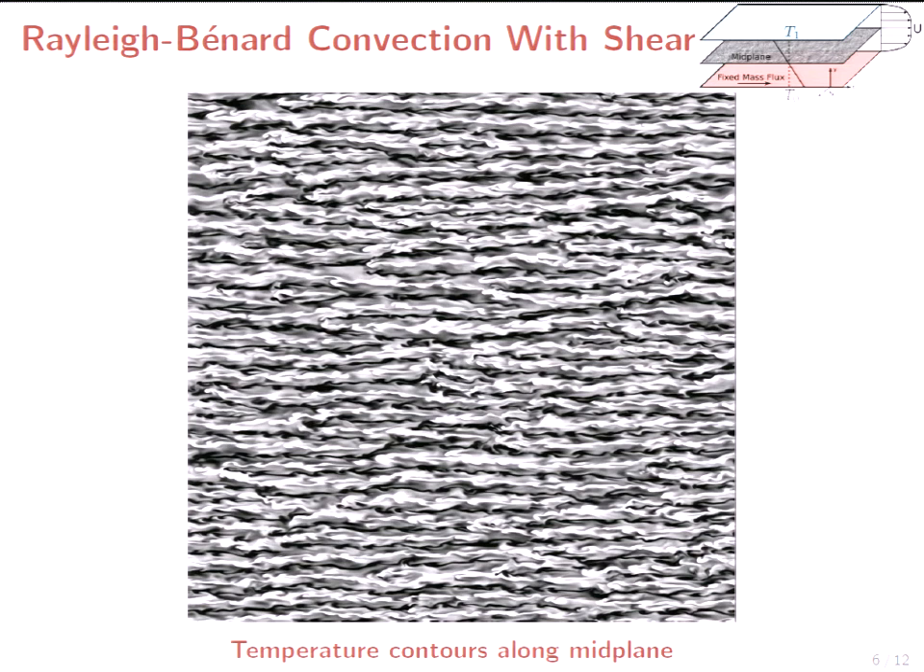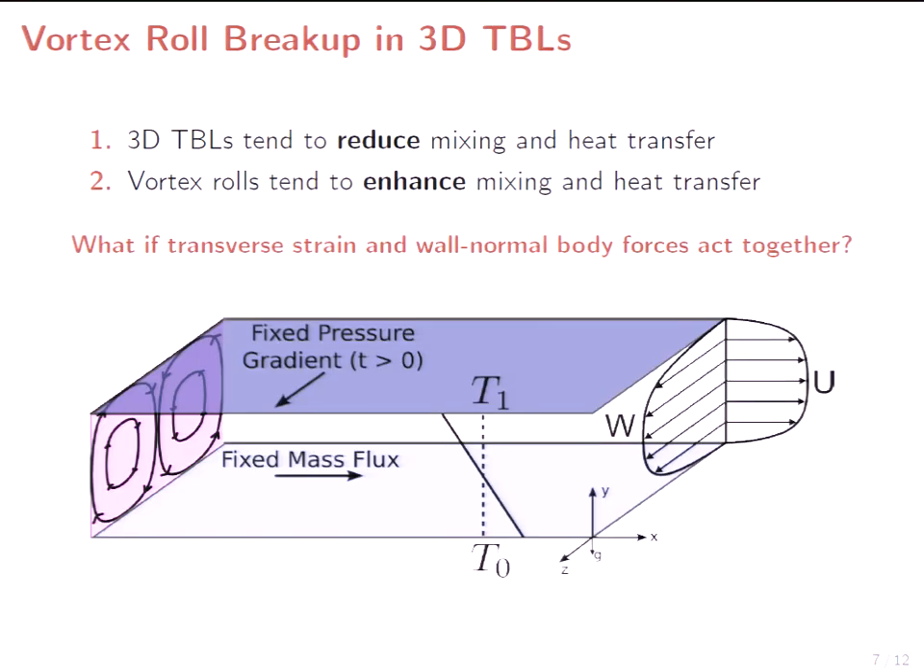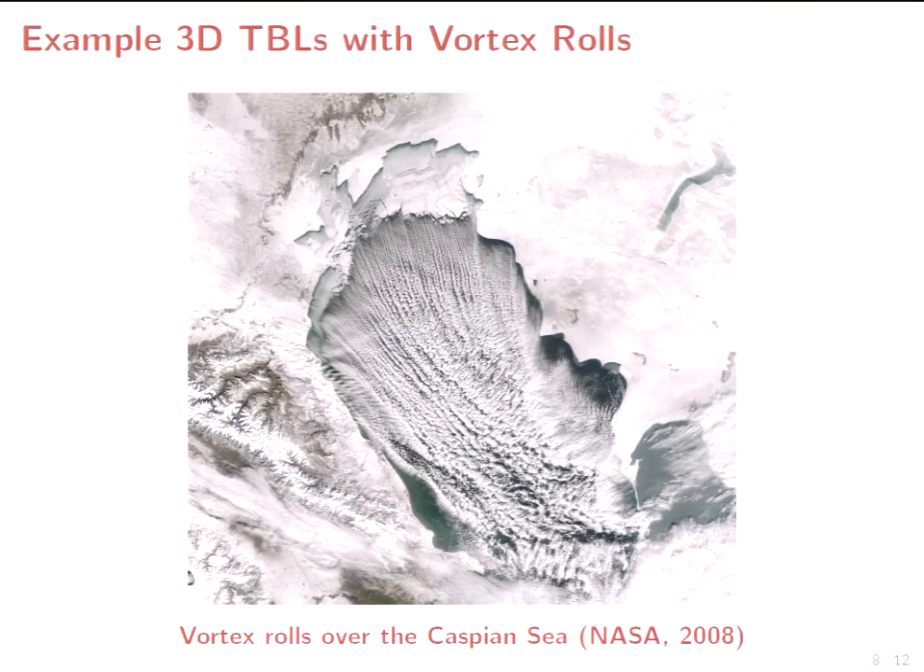And so I'm going to talk about what happens when I take this flow and then distort it by applying a transverse force to it. Okay, and so, like I said, these three-dimensional boundary layers, when you have these transverse pressure gradients or surface curvature and so on, they tend to reduce mixing and heat transfer, but these vortex rolls tend to enhance mixing and heat transfer. And so we're just going to consider the case when they interact together, when you have a mean shear, but at time t equals 0, an impulsively applied pressure gradient in the spanwise direction to evaluate how these two competing effects interact.